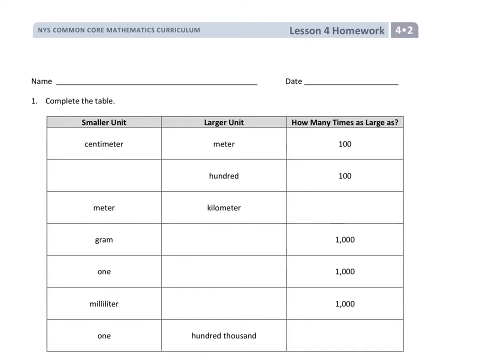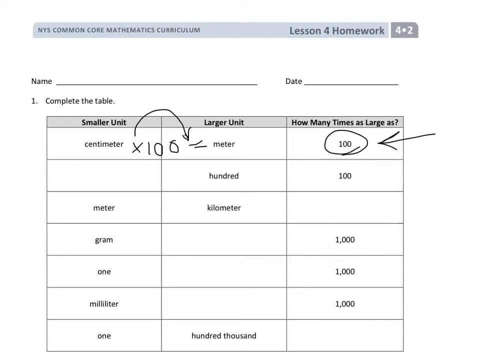So for tonight's homework, students are going to think about what they know about the metric system so far, how many times larger or how many of one make the other. So if you look at the first example, it's talking about centimeters to meters. This is the smaller unit, this is the larger unit. And a centimeter requires 100 of them to make a meter. So a meter is 100 times larger.